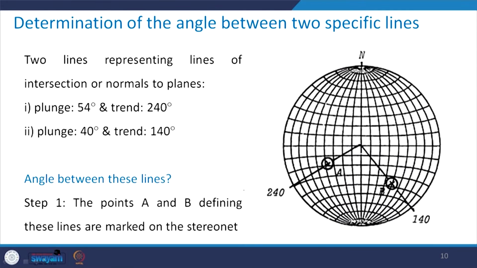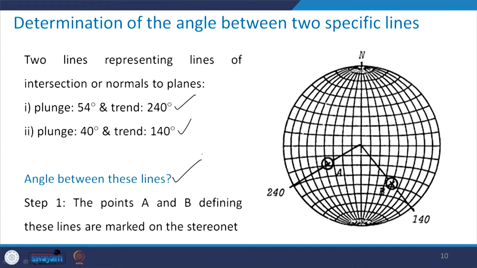In this case again we will make use of the stereo net and the tracing sheet. Here we are taking two lines: a plunge of 54 degree and trend of 240 degree, that is line number 1. Then the second one is a plunge of 40 degree and trend of 140 degree, that is line number 2. These two lines may represent the axis of a tunnel or anything, or they can be the normals to any planes. Now, the question is how to determine the angle between these lines. The answer we are going to find out in subsequent slides.